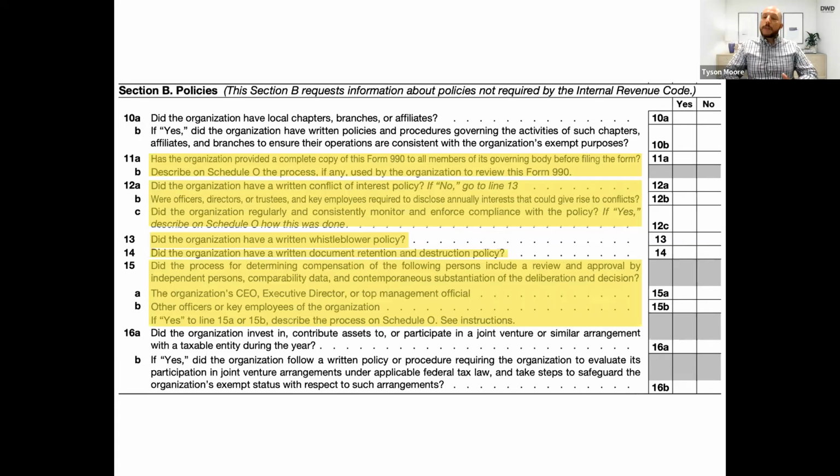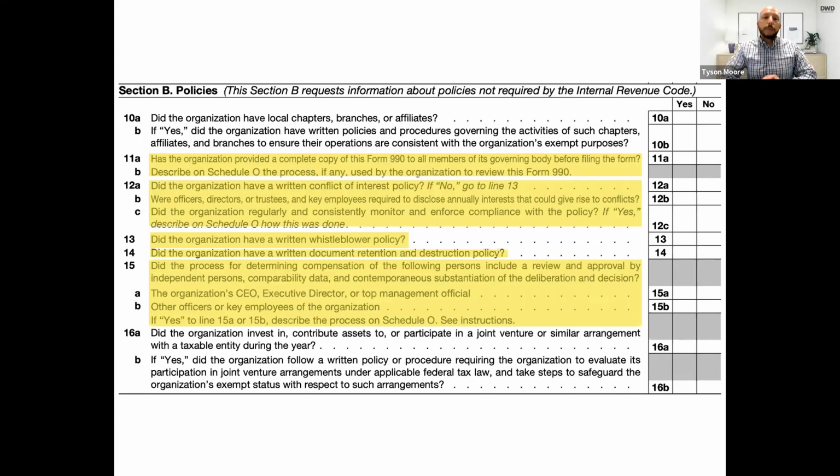Now they ask about these policies. It specifically says at the top, though, that these policies are not required by the Internal Revenue Code. However, we can assume that if they're asking about these, they probably want them to be in place. But just to reiterate, these policies are not required by the IRS, but they are best practices to have in place. And you can only answer yes on these questions if it was in place during the 990 reporting period. So you can't subsequently vote on these after the reporting period to put them in place.